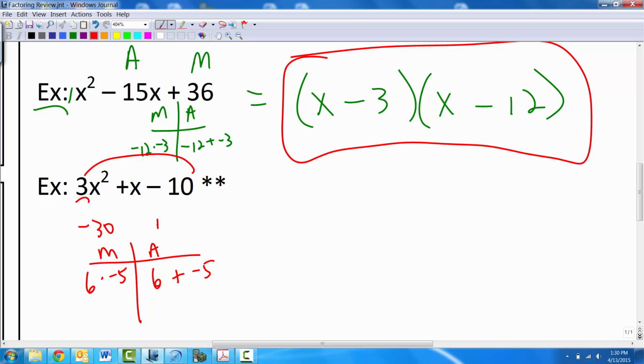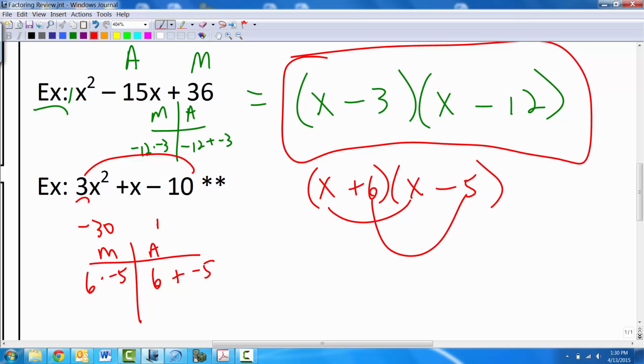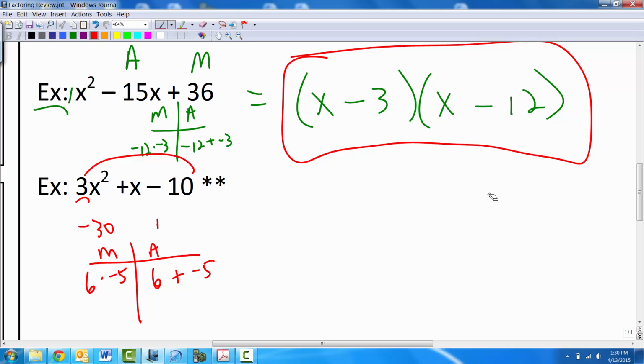What do we do about it, though? We can't do this. This is not right. How do I know this is not the right answer? Look at first. What's x times x? Not 3x squared. And then look at last. What's 6 times negative 5? Negative 30, not negative 10. So that's not what you do. What do we have to do now? Well, this is when we take 3x squared, and then what do we do with these 2 numbers? Put them in. Split up the middle term to match the magic numbers. But then leave the 3x squared and the negative 10 alone.